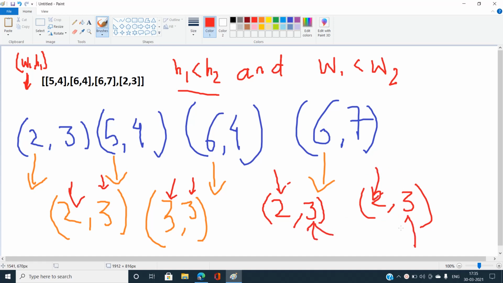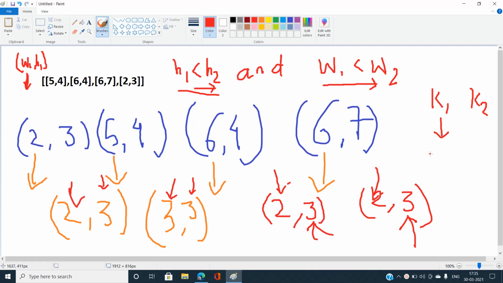So h1 should be strictly less than h2, and w1 should be strictly less than w2. Okay, so this says that if I need to sort, let's say we have two keys for a particular envelope, k1 and k2, I need to sort k1 in strictly increasing order, or let's say in non-decreasing order.